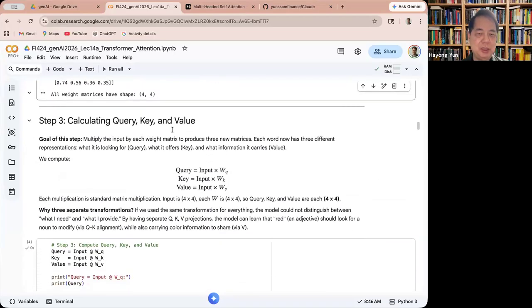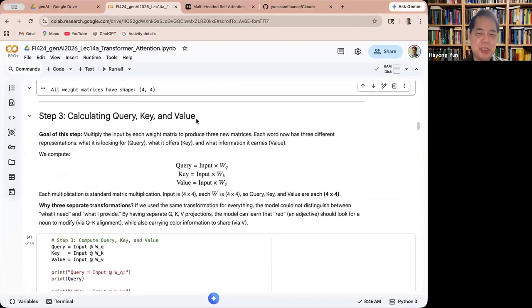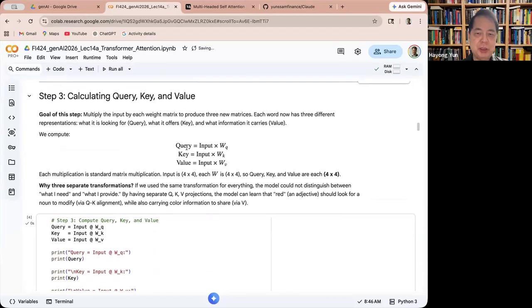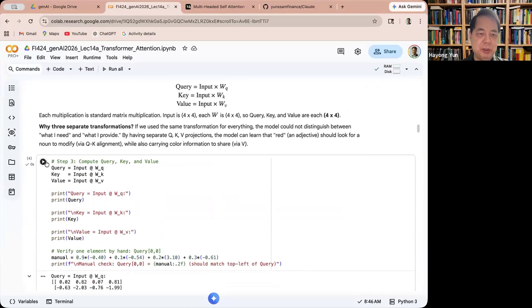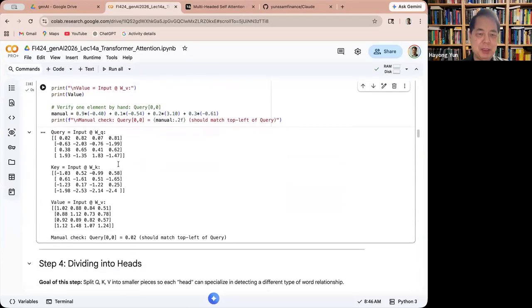Okay, so here we are. Now we have query, key and value. Query is an input times the Q matrix, key is an input times the K matrix, value is the input times the WV matrix. So we compute them. Okay.